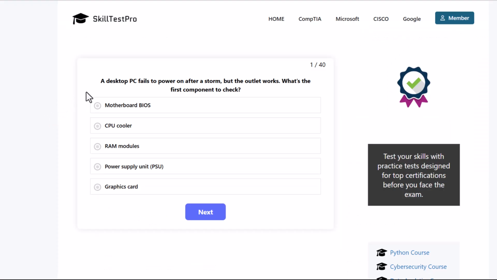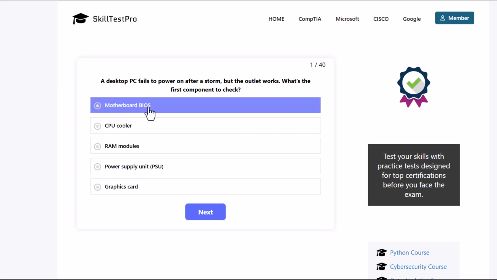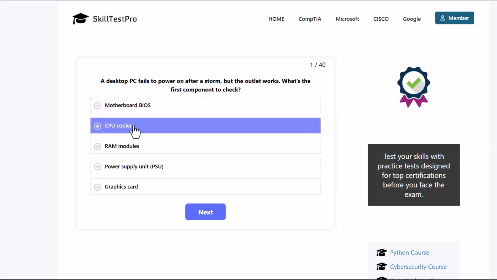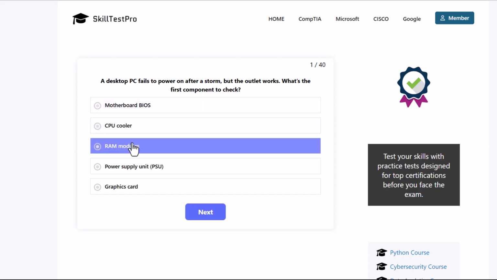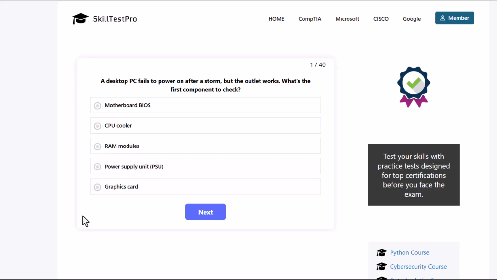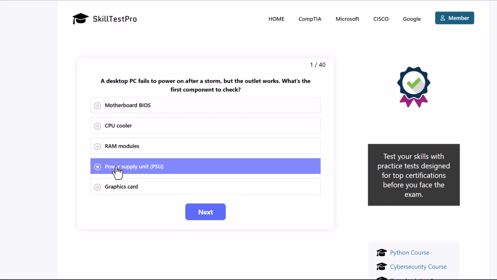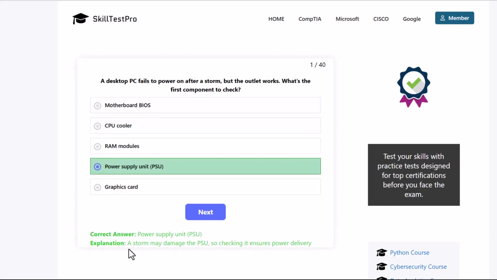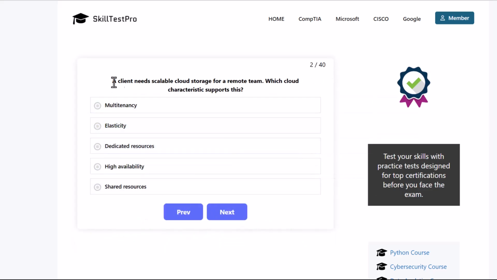And the first question is: a desktop PC fails to power on after a storm, but the outlet works. What's the first component to check? Motherboard BIOS, CPU cooler, RAM modules, power supply unit, or graphics card. And here the correct answer is power supply unit, as a storm may damage the power supply, so checking it ensures power delivery.